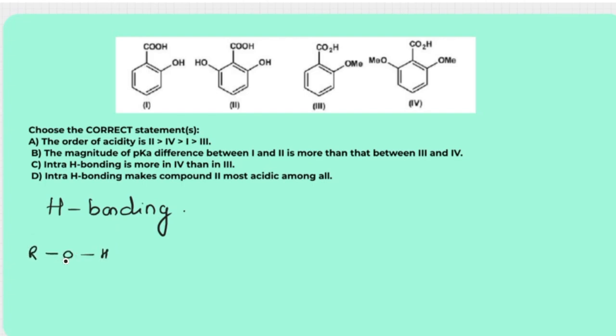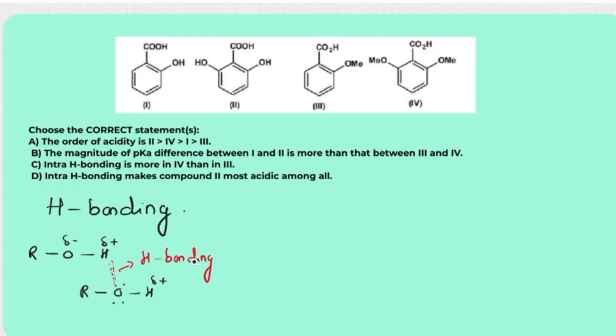Whenever hydrogen is attached to an electronegative element like fluorine, oxygen, or nitrogen, it will have a partial positive charge due to the electronegativity of these elements. Then it will start interacting with the electron-rich electronegative elements like fluorine, oxygen, nitrogen from the neighboring molecule. Because it is electron deficient, it interacts with the electronegative element like fluorine, oxygen, and nitrogen. In this case, it's going to be oxygen. So what is this interaction called? This is called hydrogen bonding.